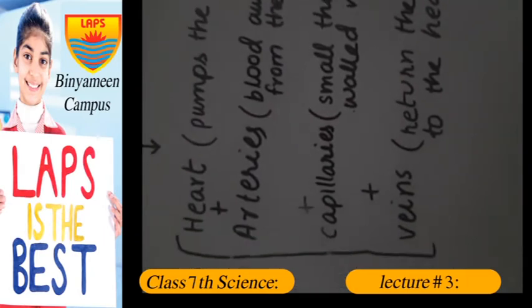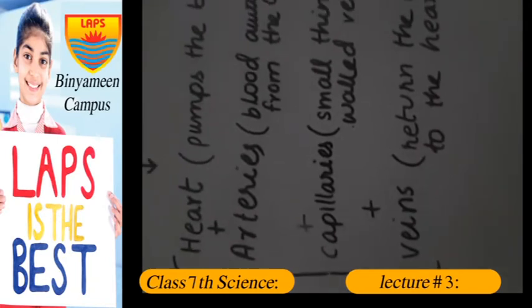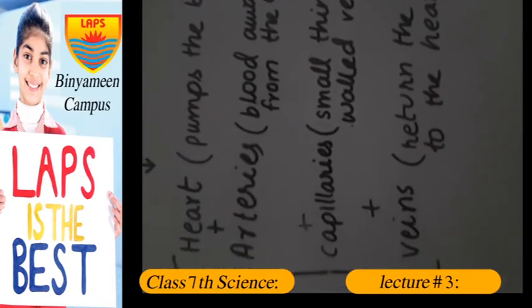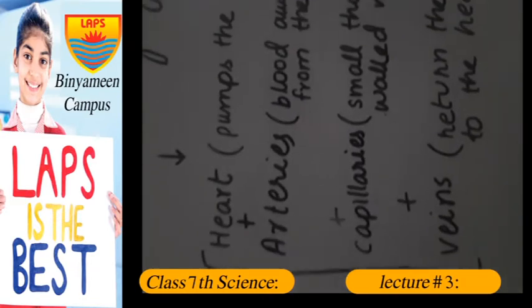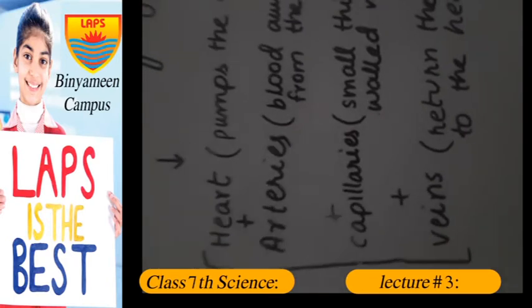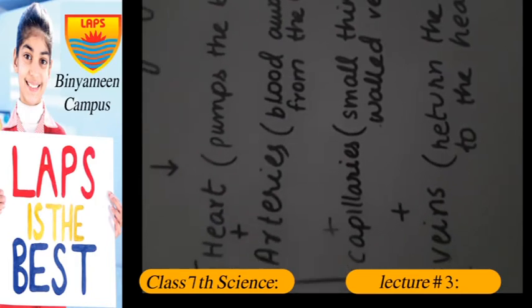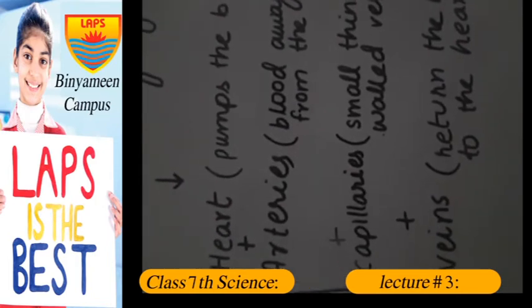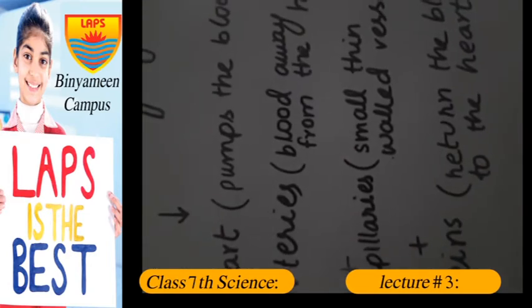Then these arteries divide into small thin walled vessels called capillaries. Capillaries penetrate into all tissues of the body. They are very tiny, very small, very thin walled, so they can easily penetrate into all tissues of the body. Now they transfer the food, gases, and all the exchange of materials takes place among these capillaries.